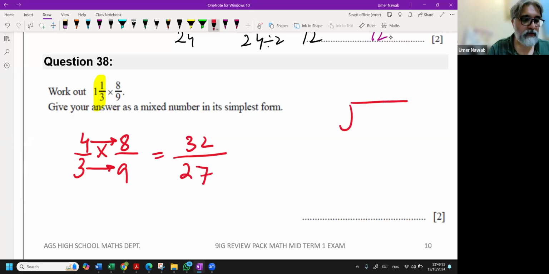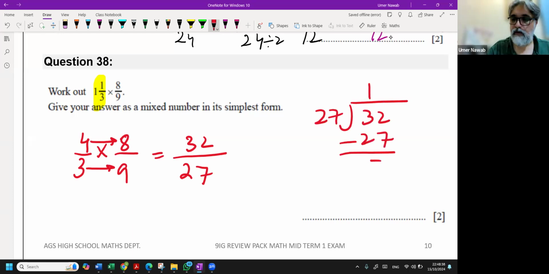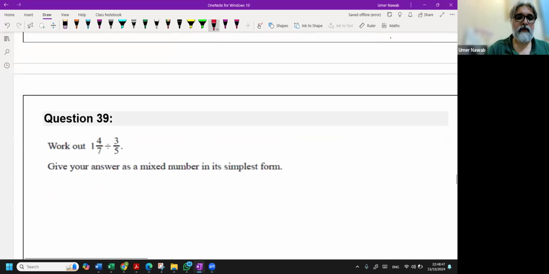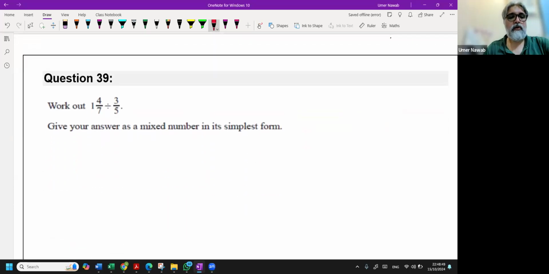We do long division. 32 and 27. 27 1 times 1 is 27. Subtract and it gives you 5. So 5 is your remainder. It is on the top. 1 is your quotient. It is here, and 27 down. So now we go to question number 39. We have here an improper fraction.